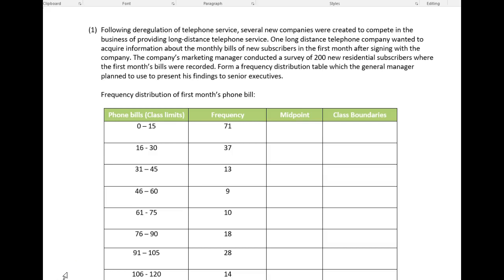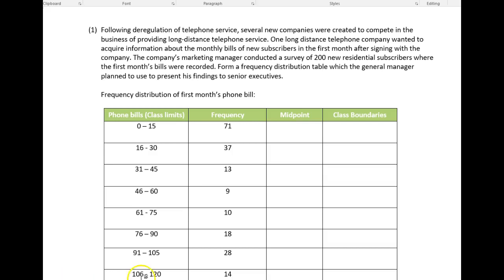Following deregulation of telephone service, several new companies were created to compete in the business of providing long-distance telephone service. One long-distance telephone company wanted to acquire information about the monthly bills of new subscribers in the first month after signing with the company. The company's marketing manager conducted a survey of 200 new residential subscribers where the first month's bills were recorded. Form a frequency table which the general manager plans to use to present his findings to senior executives. Frequency distribution of the first month's bill is as such.